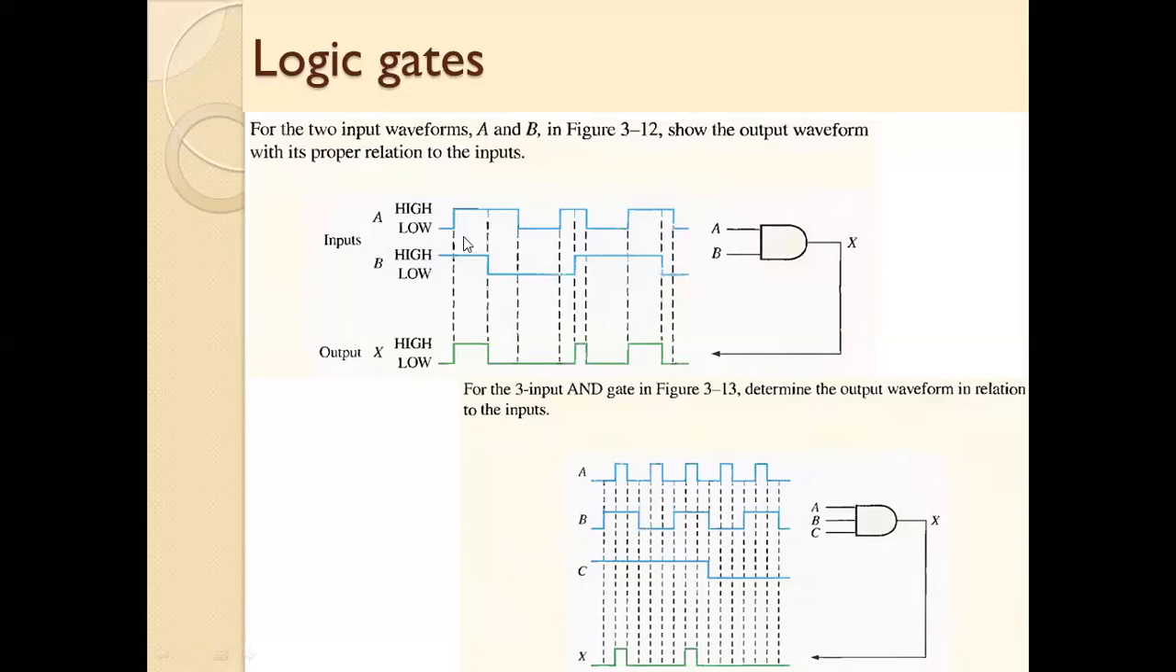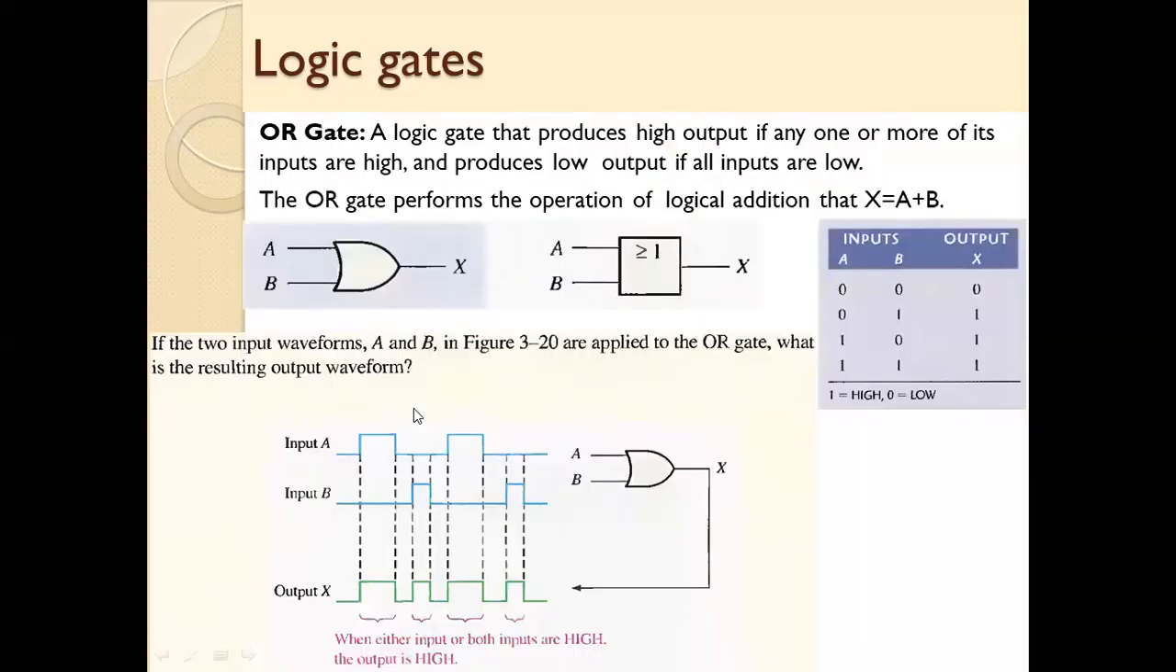Now you can see how we can explain those waves, the input and the output. So similarly, you can explain these two as well. So this is the explanation of the AND gate.